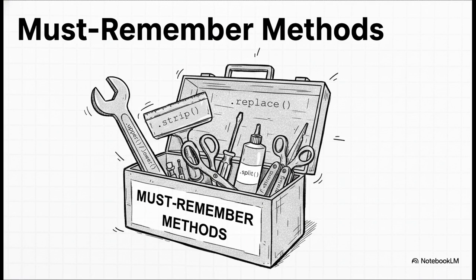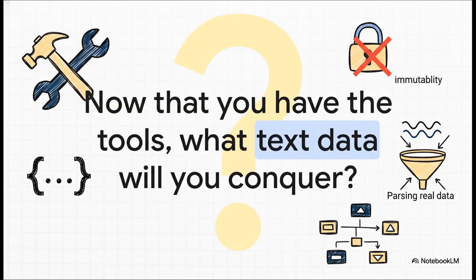So, to wrap things up, if you're going to walk away remembering just a few things, make it these methods. They are your absolute bread and butter for almost any task involving text. If you can master these, you are going to get incredibly far. We've covered a ton, from the basic rules all the way to parsing real-world data. You now have a seriously powerful toolkit for manipulating strings. So the only question left is, what are you going to build with it? What text data will you conquer first?